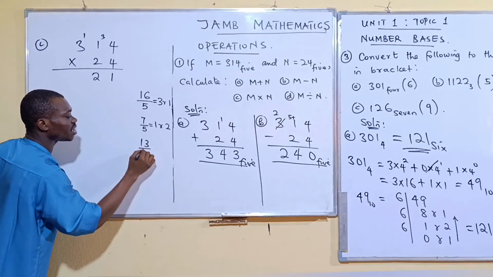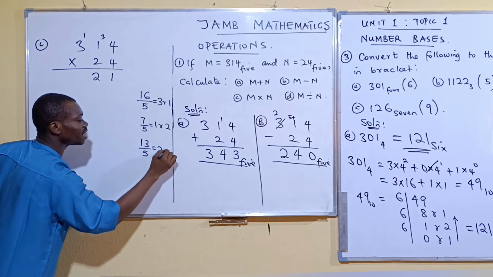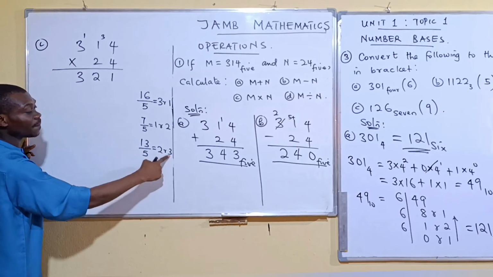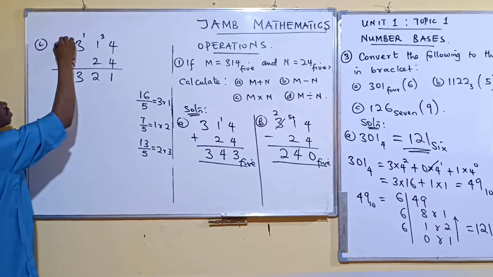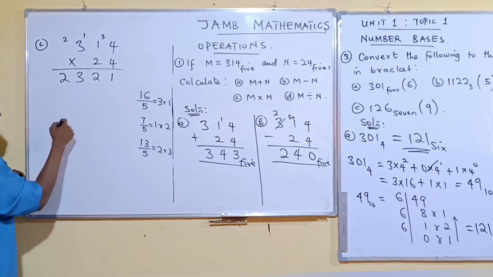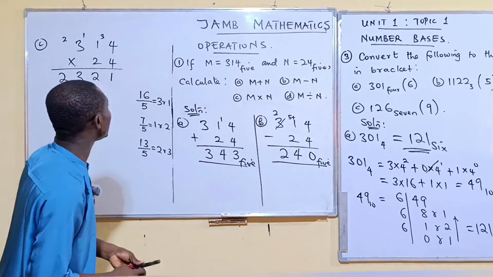13 is again more than 5. You divide by 5 and that will give you 2 remainder 3. So you will now write 3 here. That's the remainder, and carry over this 2 to this place, and that 2 you will bring down. So we are done with 4. Let's remove everything up there.